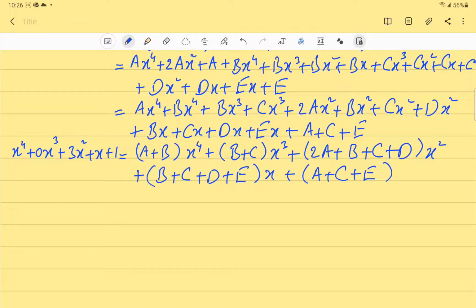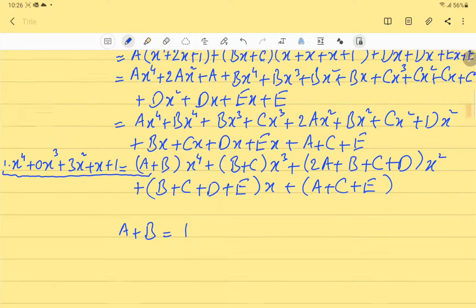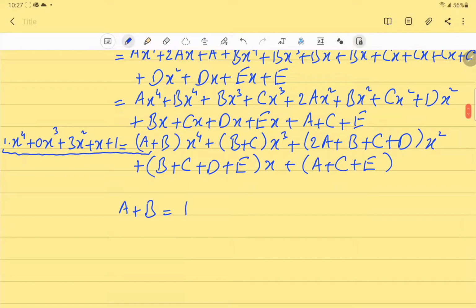Okay, let's compare the coefficient of x4 first. Since x4 is not having any coefficient, so it will be 1. So when we compare both, a plus b is equal to 1. We have already found out a, which is 1. So b is equal to 1 minus 1, which means b is equal to 0.